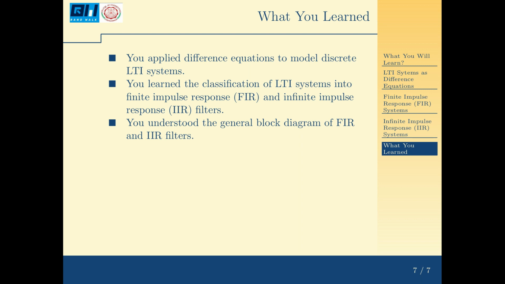In the IIR filter, the output depends on the present input, the past inputs, and also the past outputs. So there is at least one feedback path from output to input. That makes the impulse response infinite in duration, because an impulse launched at n equal to 0 can remain in a feedback loop for an infinite amount of time, ideally. And the impulse response is, ideally, infinite. Now you understood the general block diagram of FIR systems and IIR filters, and that is the end of this presentation. I thank you all.